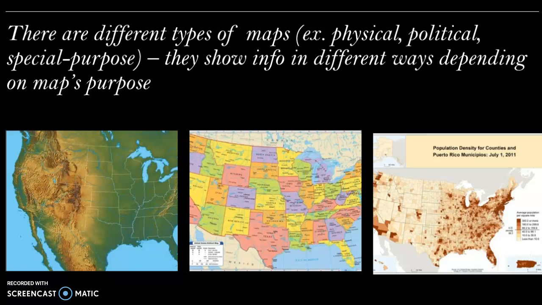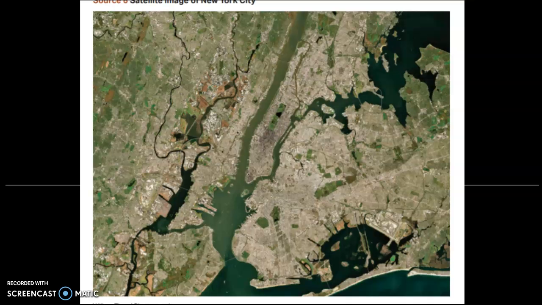There are different types of maps that show different information in different ways depending on the map's purpose. So here you've got a physical map, here you have a political map, here you have a population density map. Again, these are very different types of maps, and they all have a very different purpose.